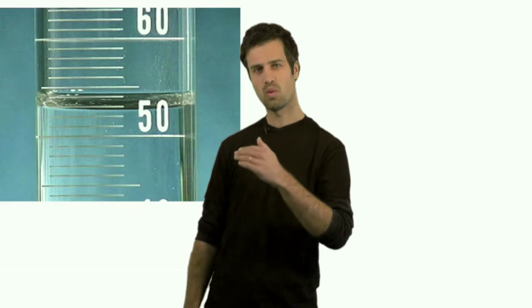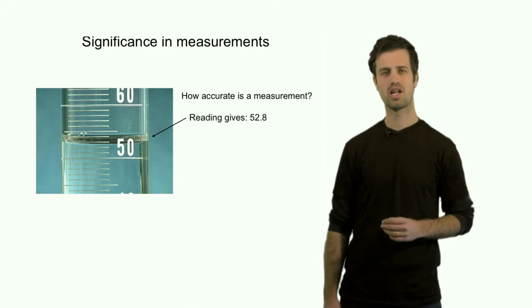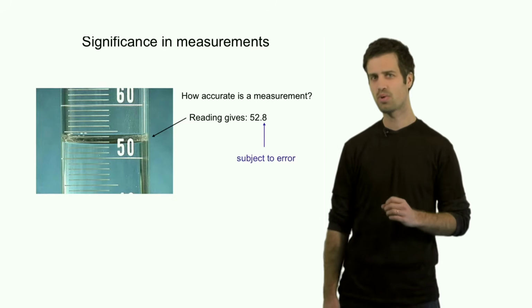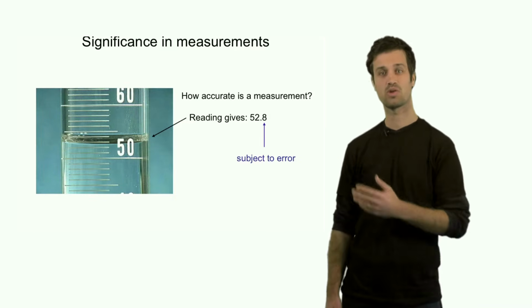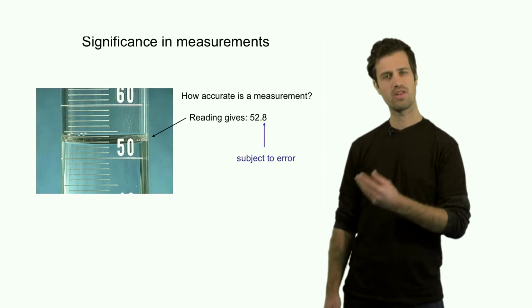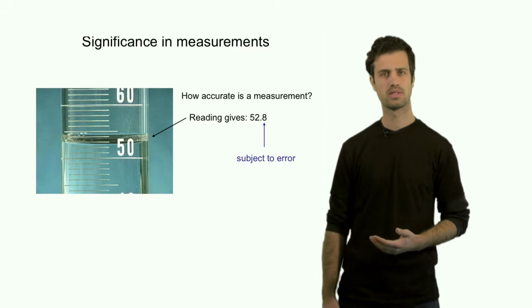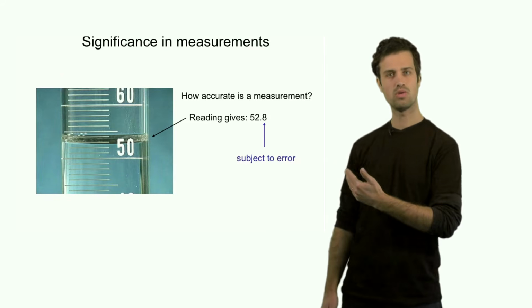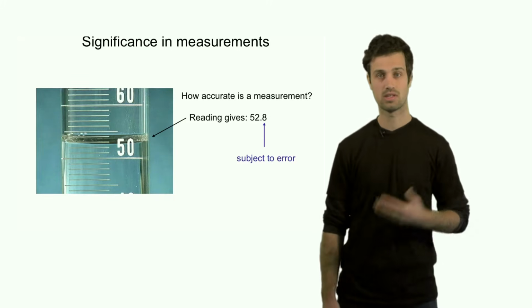In this case, you see a reading of 50, 51, 52. So 52, and then it becomes a little uncertain. So for instance, 52.8. That means this last number, 8, is subject to error. So this discussion makes clear that not every number is equally significant in a number that results from a measurement. For instance, 5 and 2 are significant. 8 is less significant. It's not really accurate.